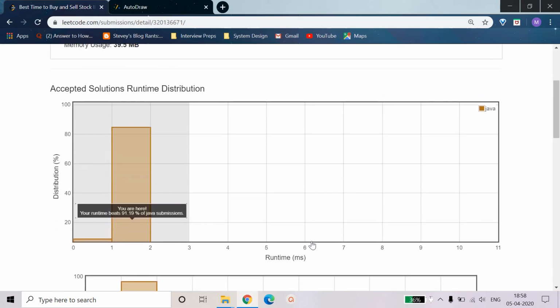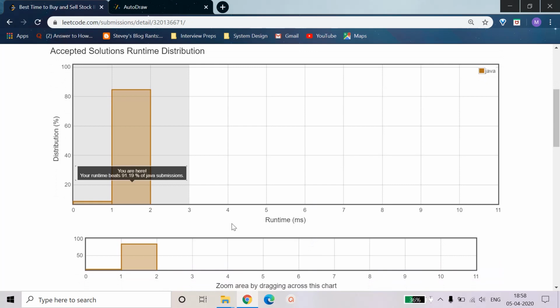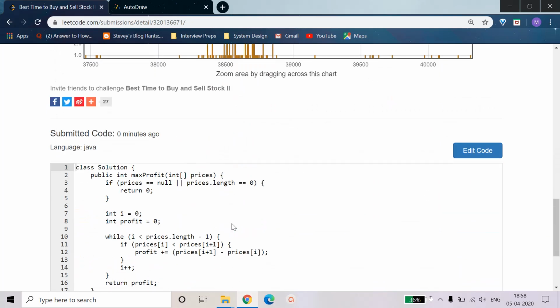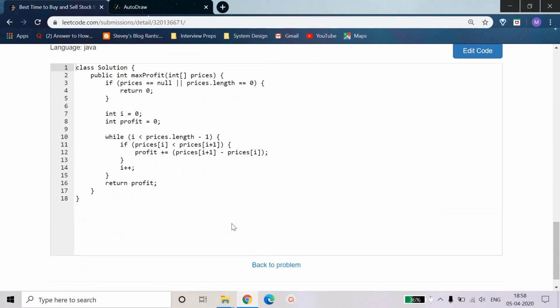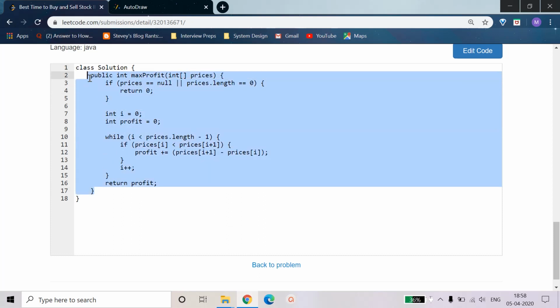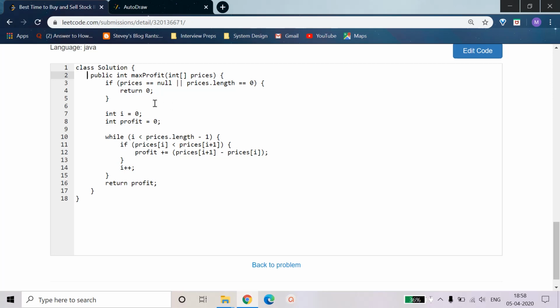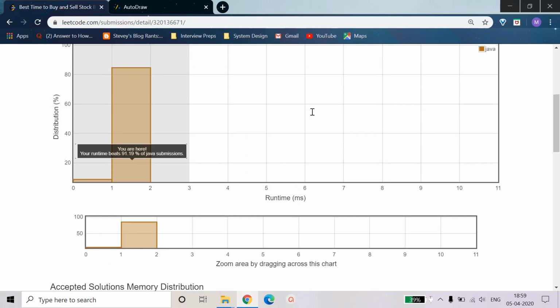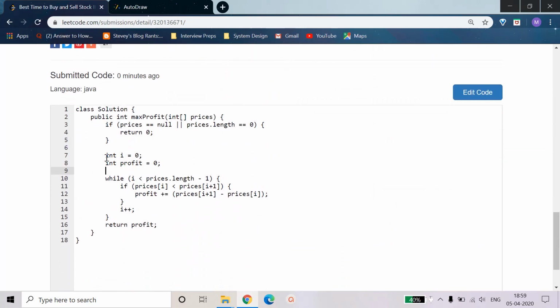No, we are still at 91.19%. Okay, I do not know how to improve this further. Probably, I don't know. So I'll close this at this point, but I don't think there is any further optimization that can be done in this case.